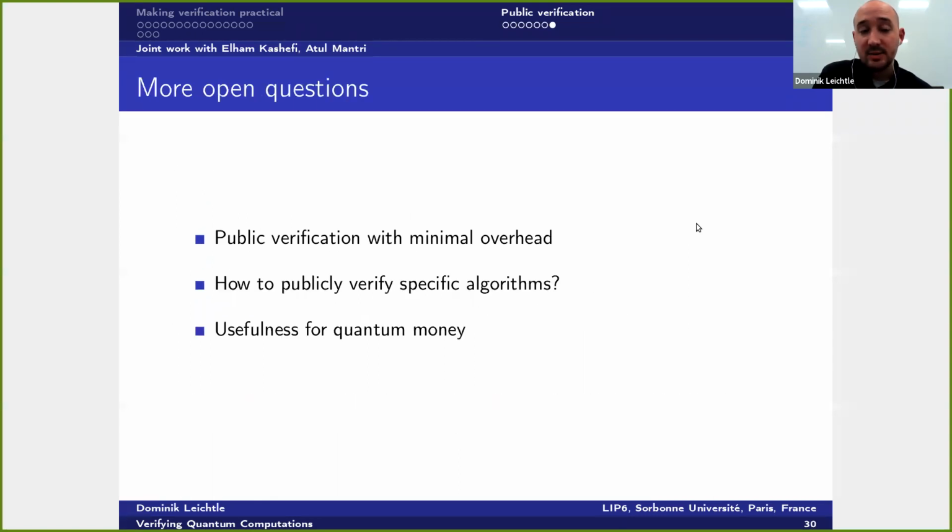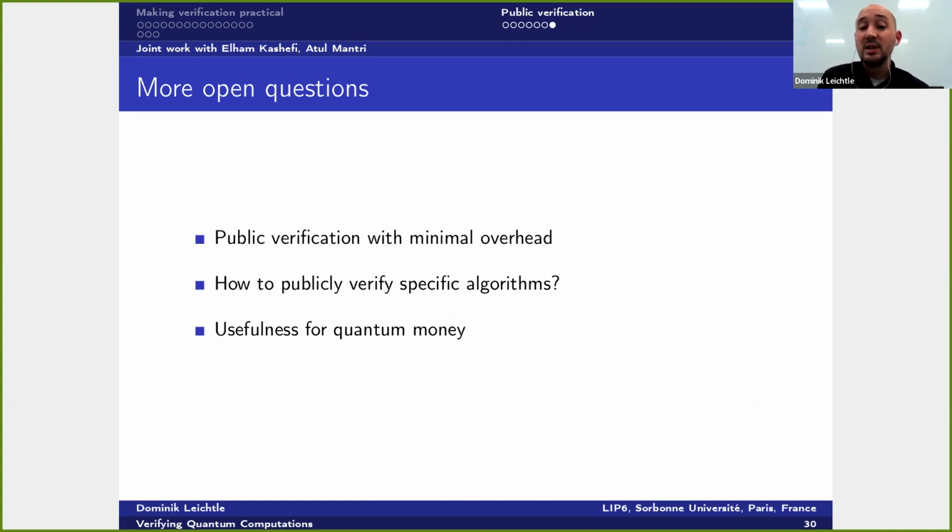And yeah, this just brings me to some more open questions. The first being, can we do public verification maybe with less overhead than what we have? Because we still require now quite a bit more communication. Actually, what I didn't say is that also the device on the server is now quite a bit bigger than what we would require if we wouldn't run the public verification. So can we just do this with maybe less overhead?